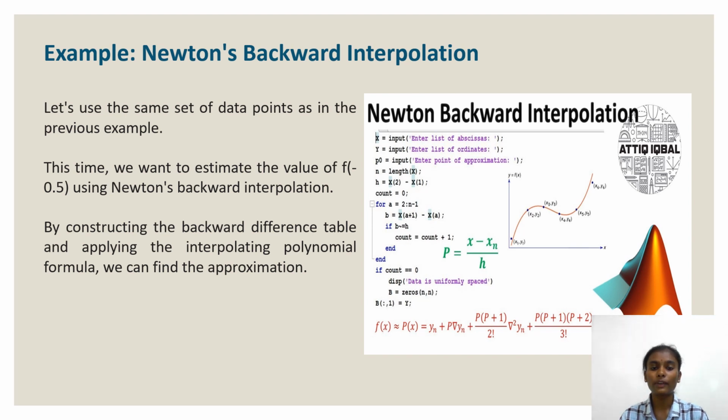Example for Newton's backward interpolation. We want to estimate the value of f of 0.5 using Newton's backward interpolation. By constructing the backward differences table and applying the interpolating polynomial formula, we can find the approximation.